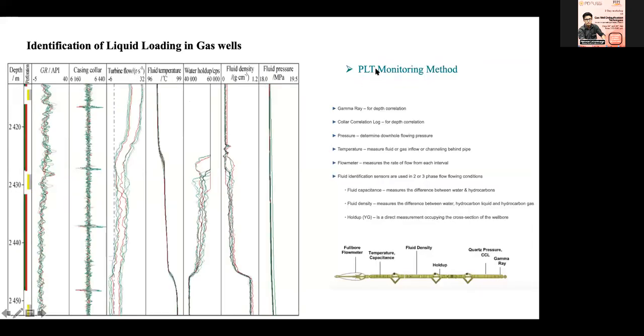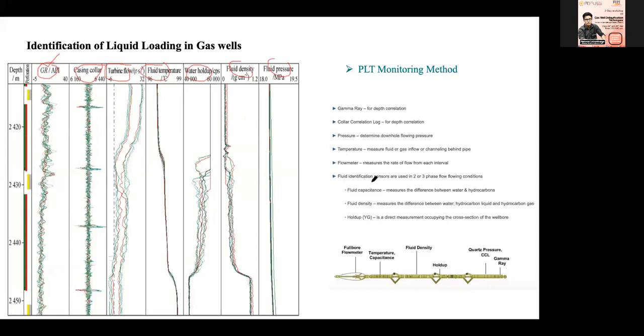And the next is the production logging tool. From this PLT tool, you are also able to identify the liquid loading. In the production logging tool, we have 7 parameters. The gamma ray and the casing collar are used as depth correlation. You have the turbine flow, which will determine the rate of flow from the perforation interval or the producing zone. And then fluid temperature, the water holdup, the fluid density and the fluid pressure.